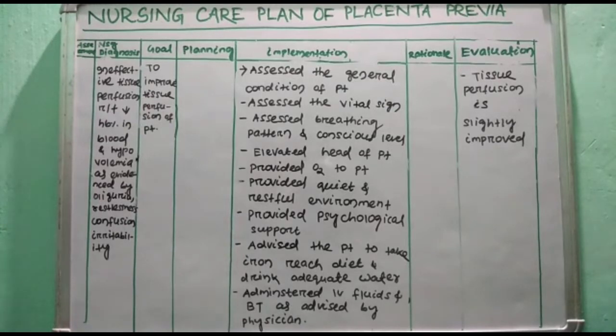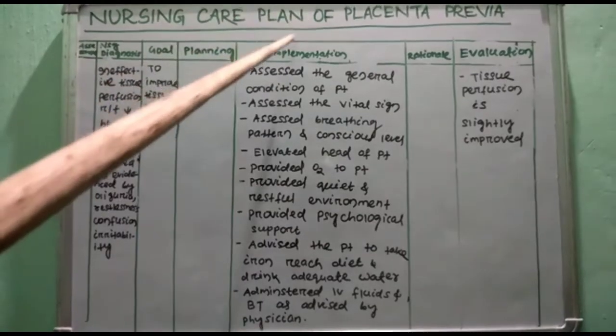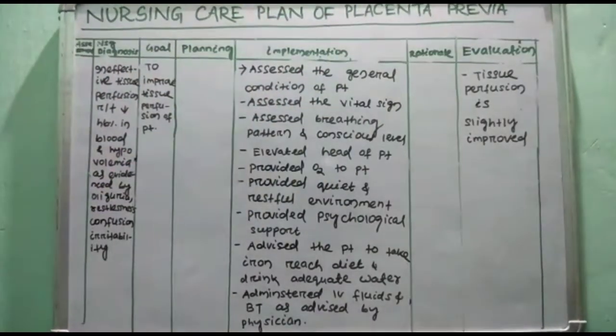Friends, today we will discuss the nursing care plan of a patient with placenta previa. Here we discuss assessment. In assessment there is subjective data and objective data, then nursing diagnosis, goal, planning, implementation, rationale and evaluation.